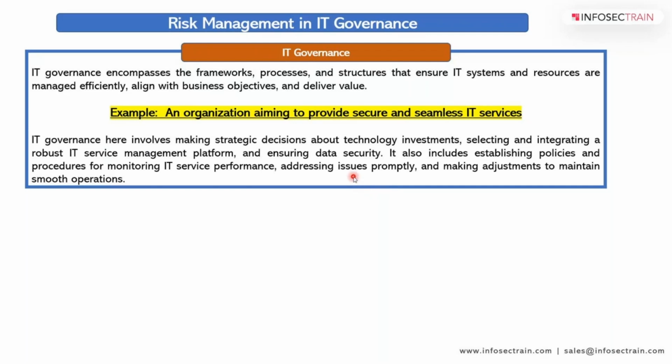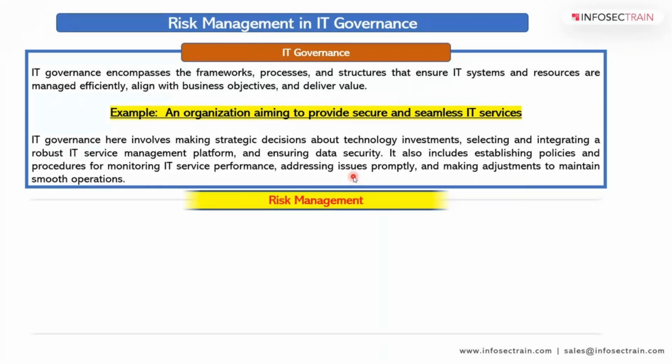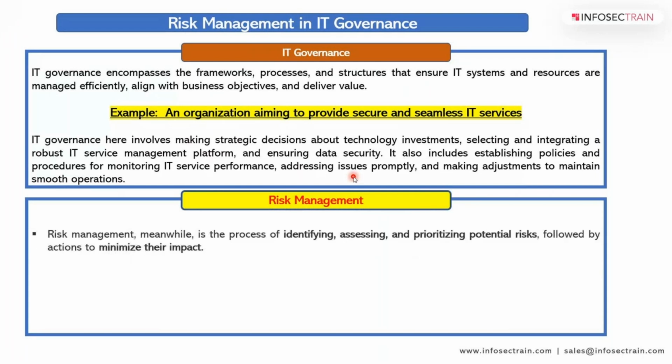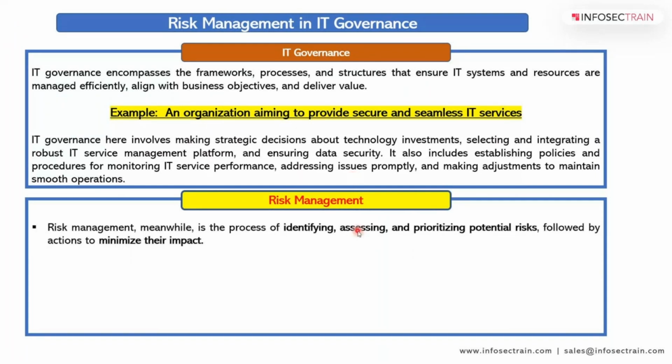Risk management. Risk management is the process of identifying, assessing, and prioritizing potential risks, followed by actions to minimize their impact. Why is it important to prioritize? To ensure that resources are allocated accordingly.